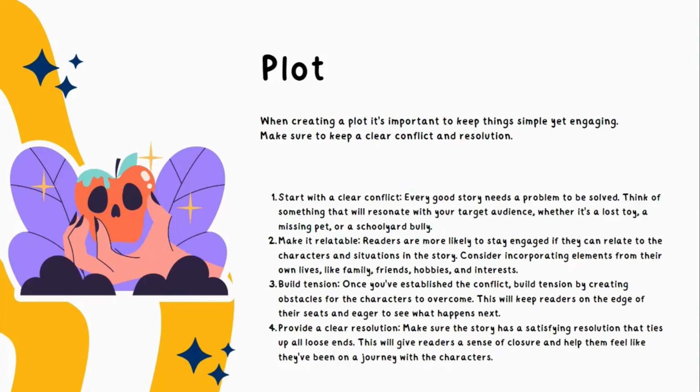You should build tension. So instead of saying directly the solution of the problem, you make a little bit eagerness inside them, and then you'll understand that they will be more engaged with you. Also, you need to provide a clear resolution after you have built tension. You'll give them a satisfying solution that ties up all the loose ends, and this will give the readers a sense of closure and help them feel like they've been on a journey with the characters.